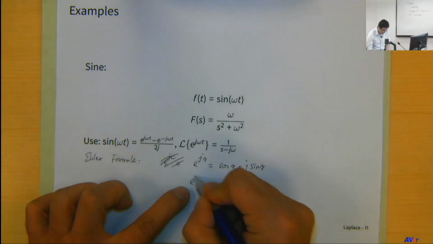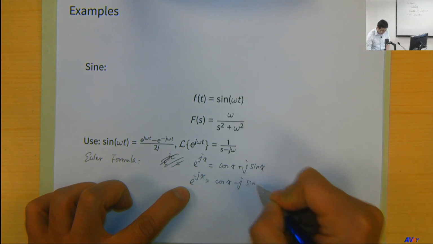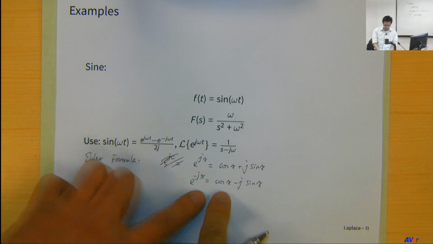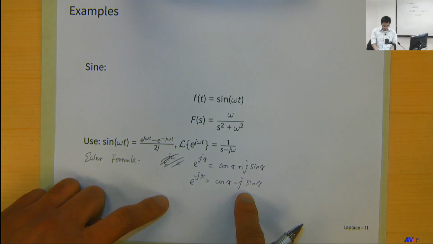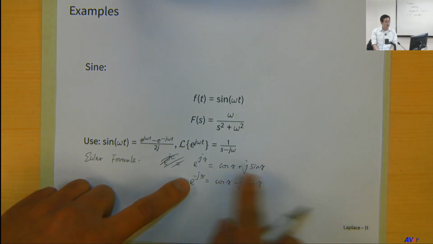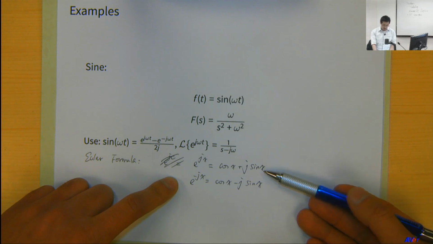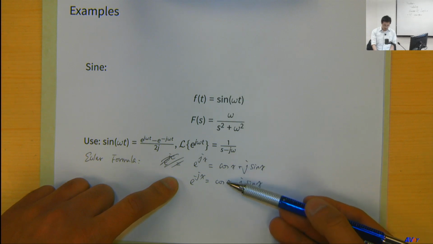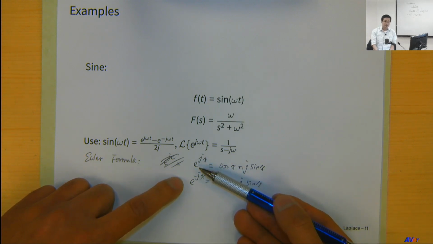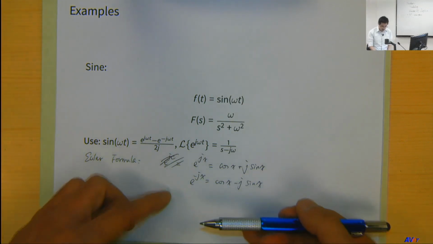Because of that, you can recap from your calculus: if I have negative jx, then it's cosine x minus j times sine x. The main point is that sine and cosine functions are nothing but exponential functions in a modified form. If I do addition, then this cancels out with this. 2 times cosine x is nothing but e to the jx plus e to the negative jx. Sine, cosine, exponential, same family.